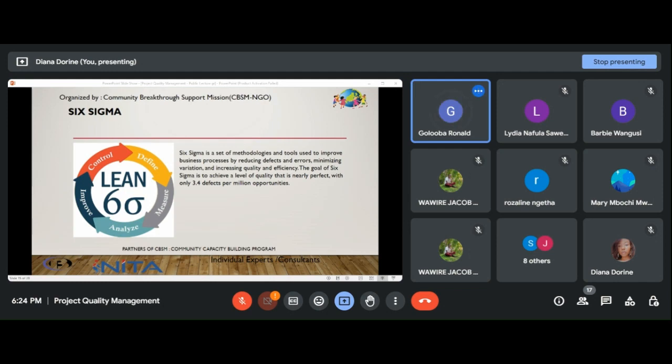And it is used to identify and eliminate causes of variations and improve processes. It's based on the Greek word or symbol sigma, and it uses statistical measures to measure deviation from the process mean or target.